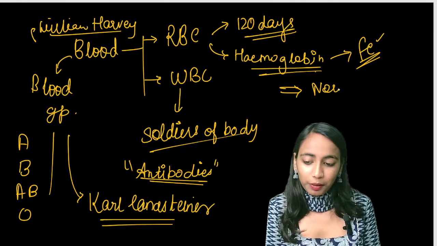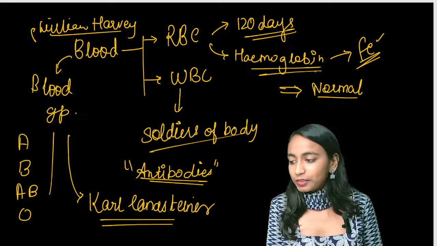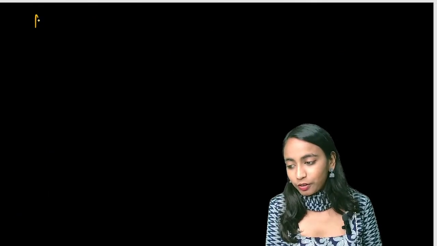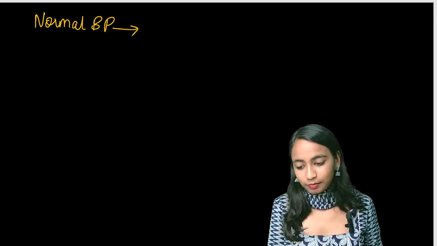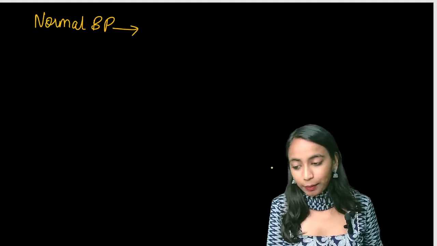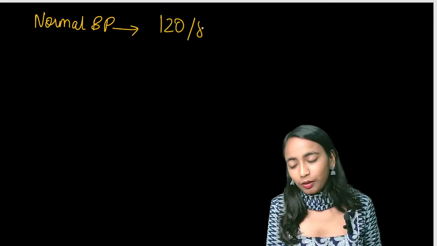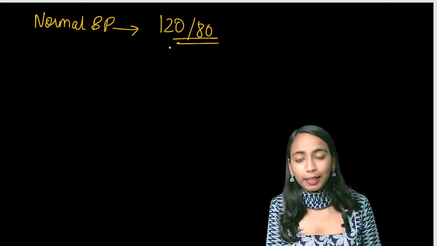व्हाट इज द नॉर्मल ब्लड प्रेशर ऑफ अ ह्यूमन? व्हाट इज द नॉर्मल बीपी और नॉर्मल ब्लड प्रेशर? एक ह्यूमन में नॉर्मल बीपी कितना होता है? Yes, 120/80 mm of Hg. Good. Normal BP is 120/80 mm of Hg.